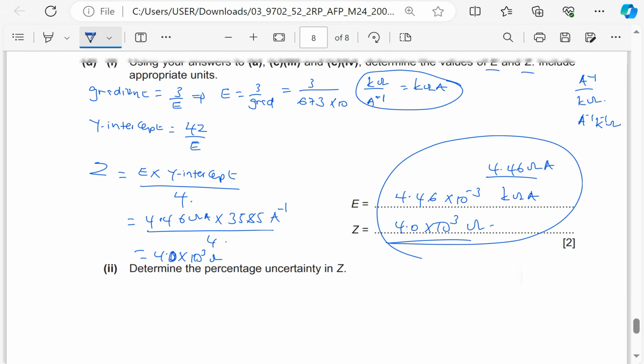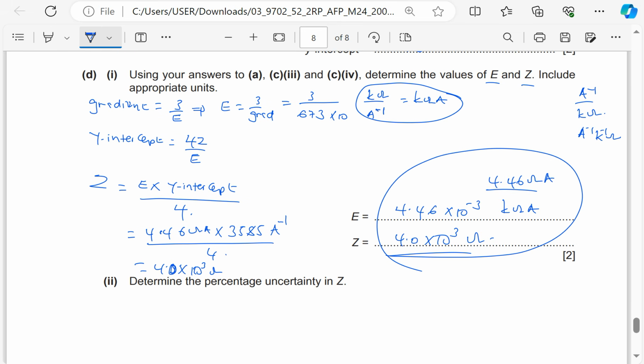And of course, by the way, I think ohm amperes is the same as resistance times current, that is volts. So this could also be 4.46 volts. I think so. Okay, so Z could be something like that.